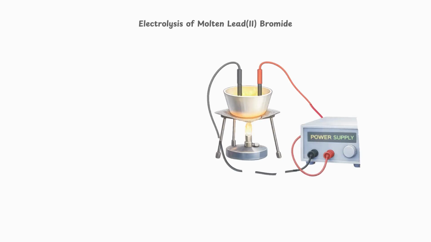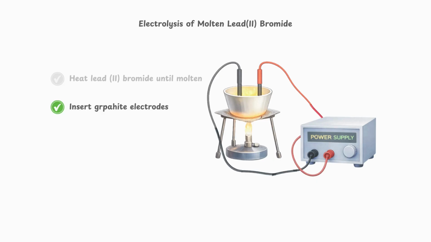Now let's look at the electrolysis of molten lead-2 bromide. First, the lead-2 bromide is heated until it melts. This allows the ions to move freely. Next, graphite electrodes are inserted and connected to a power supply. When the current is switched on, electrolysis begins.